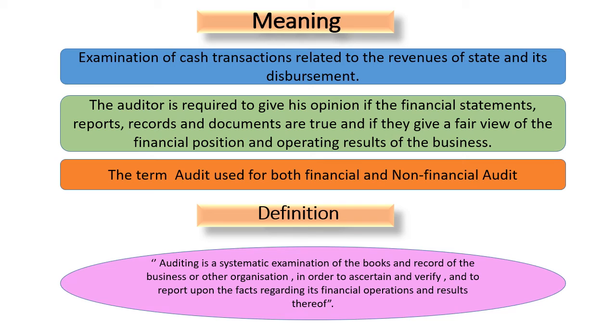The second part is, it is conducted in order to ascertain and verify. The third part is, why is it conducted? Because you have to report upon it, report upon the facts regarding these financial operations. So you can learn the definition by segregating it into three parts. I hope you have understood this meaning and definition.